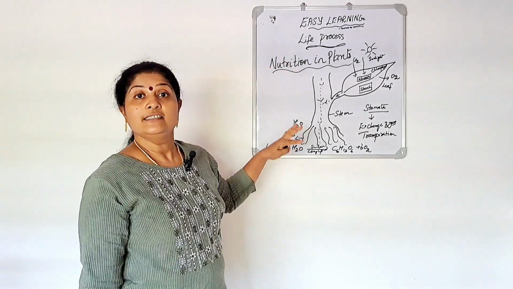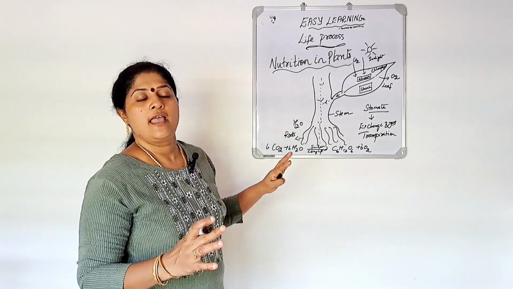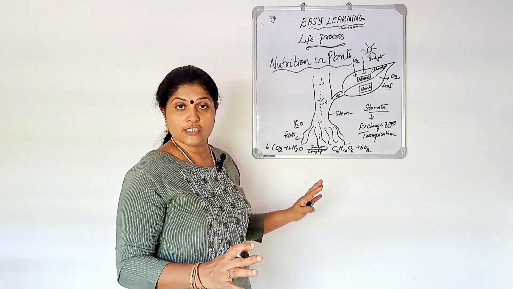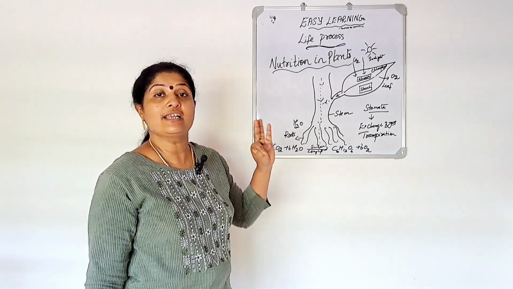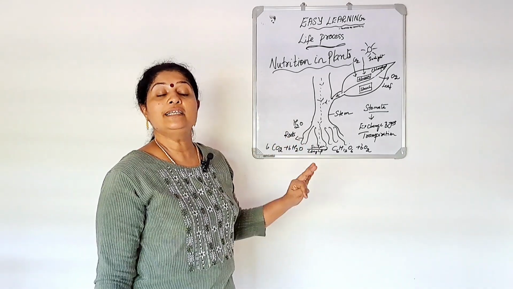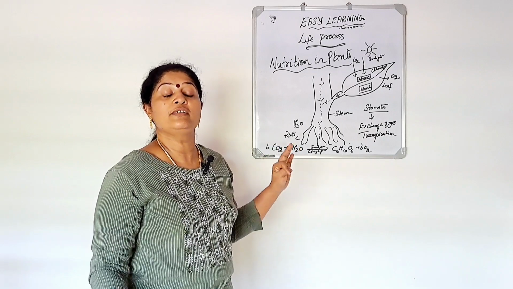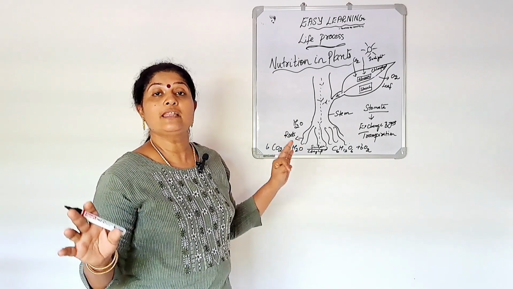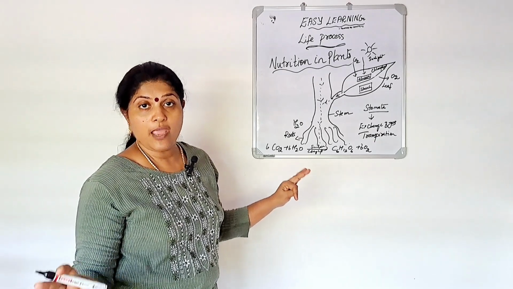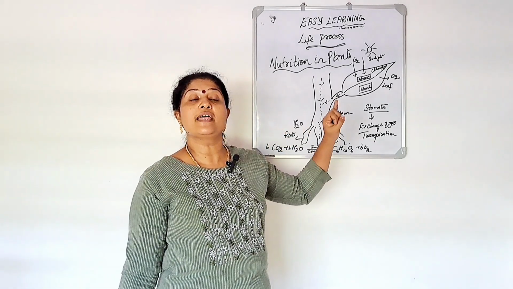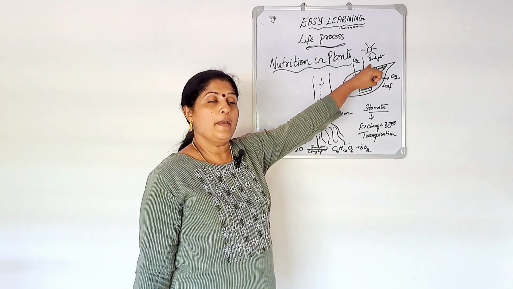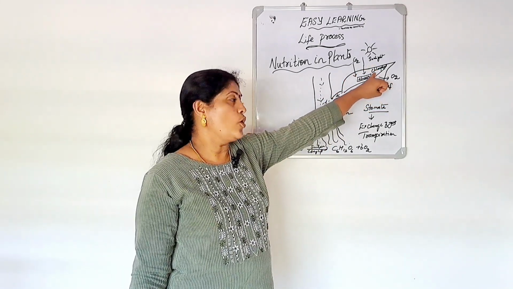Now we can compile this explanation of the process of photosynthesis into three main steps. The question for the board exam will come in this manner: mention the three steps involved in the process of photosynthesis. Mention the three major steps. The first one is the absorption of sunlight by chlorophyll.